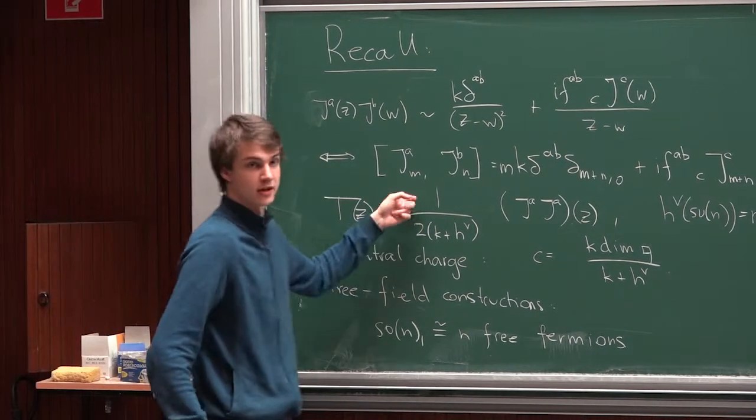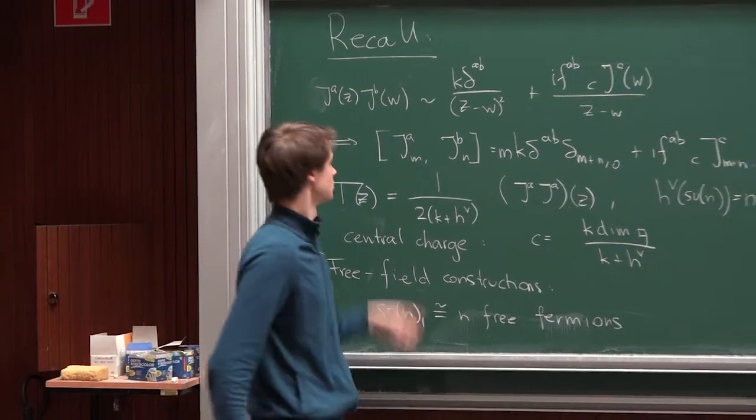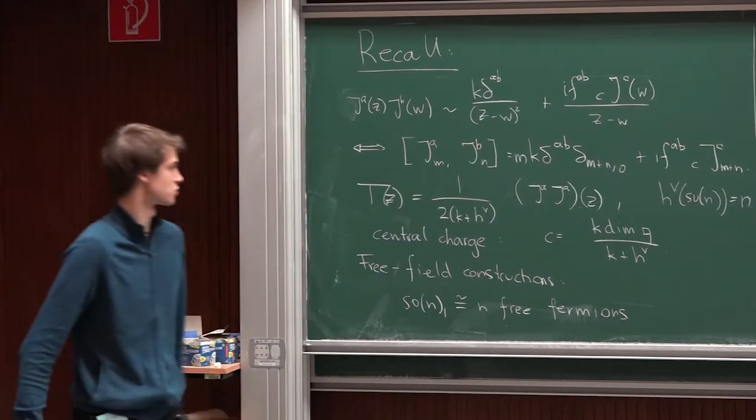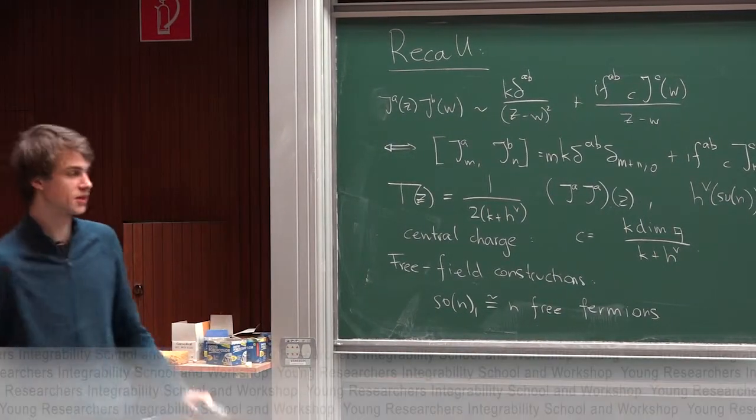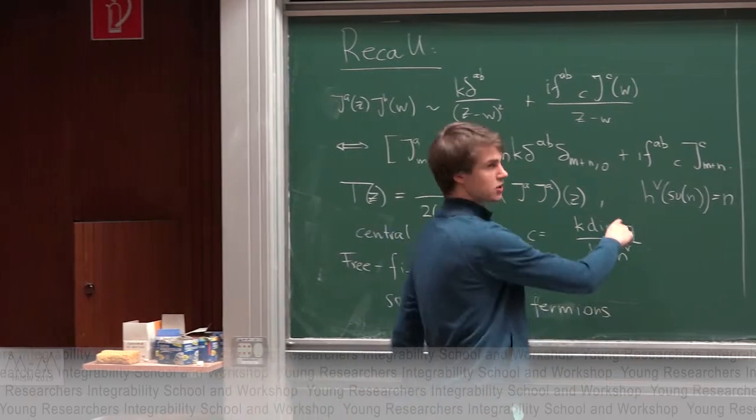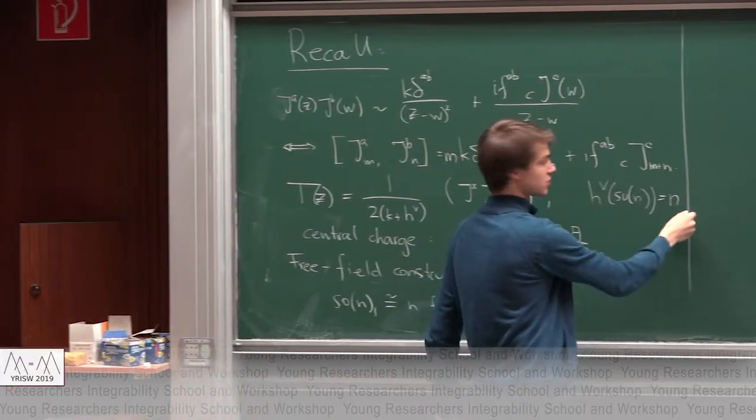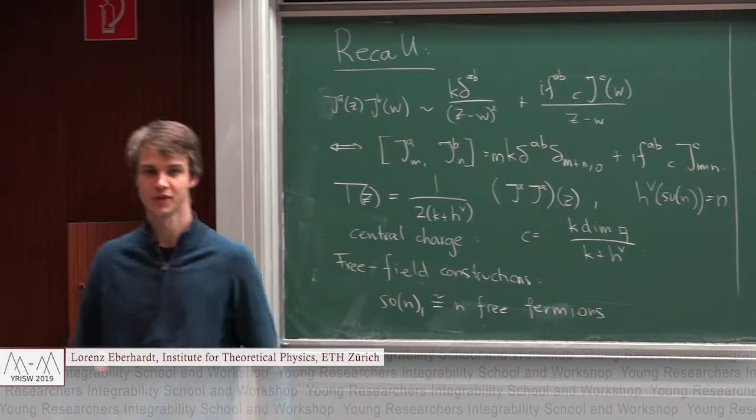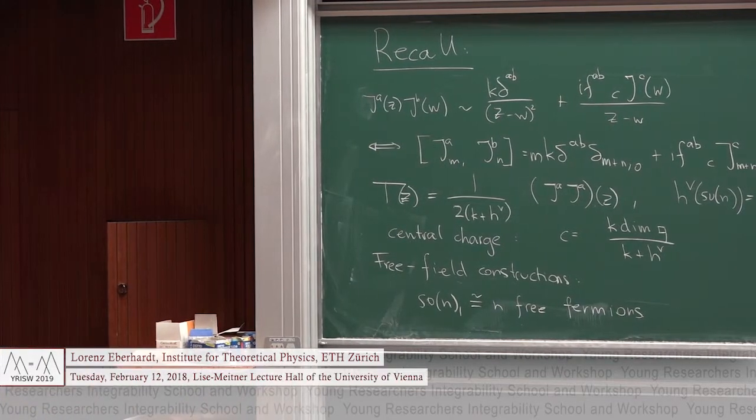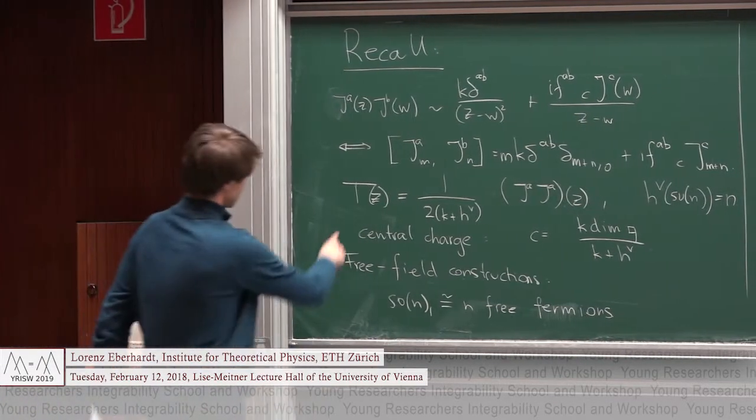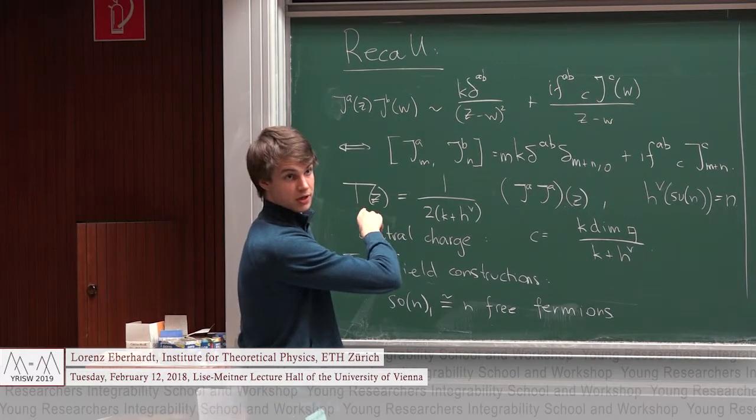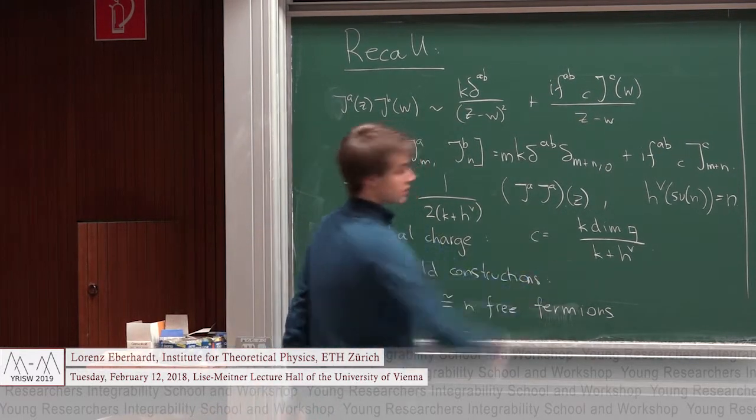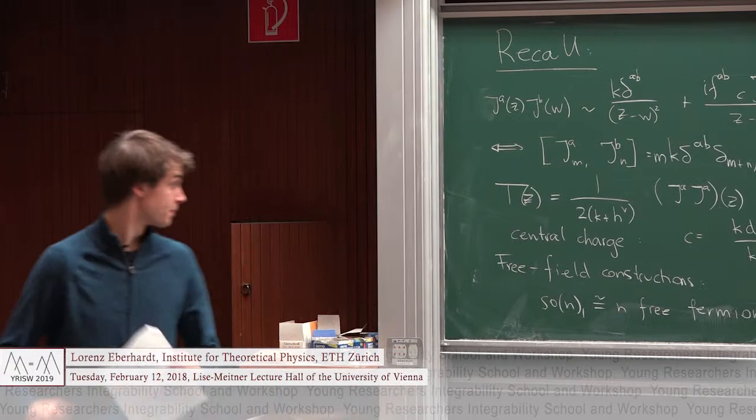And you have to put a funny normalization constant in front, which was this gamma, which turned out to be 1/2(k plus the dual Coxeter number). And the dual Coxeter number is just a number, but recall maybe for SU(N) it is just N. That's the main example I will need. And this T satisfies the Virasoro algebra, and the central charge turned out to be this formula.